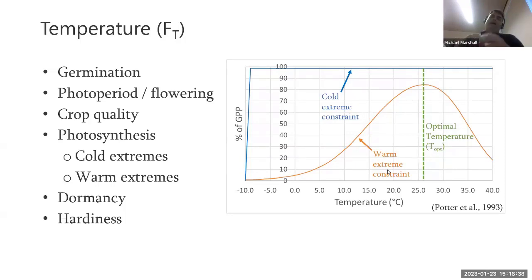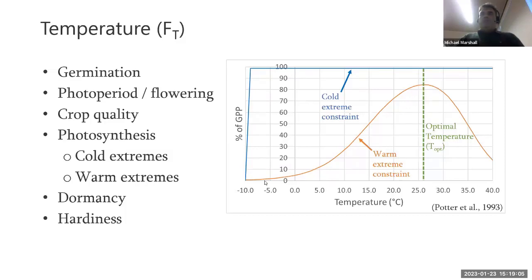So you have temperature involved in the carbon part, right? As temperatures increase with Rubisco, that enzyme tends to be more active and produce more carbon and biomass accumulation. But there's also this kind of external environmental constraint on photosynthesis, and that's what this FT is. And so you can see here illustrated, this is the percent GPP or biomass accumulation versus the temperature.